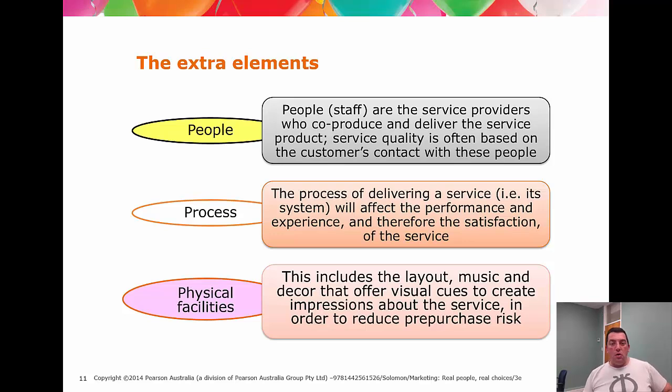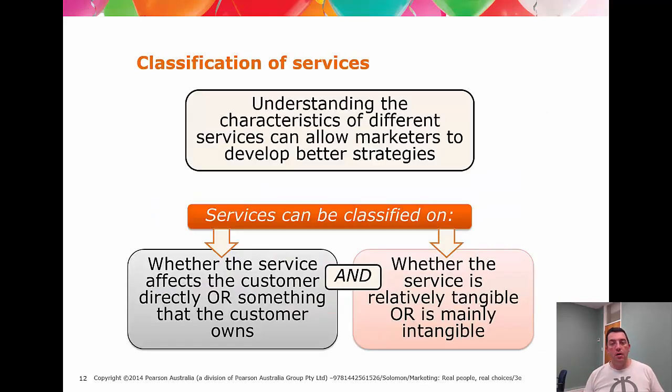So the extra elements I talked about are people, so the people who deliver the service itself, how they're trained up, their quality, how happy they might be. The processes are how we deliver a service. Is it efficient and effective? And does it provide a high quality of offering? And the physical facilities themselves, so it could be anything to do with the physical environment of when and how the service is delivered.